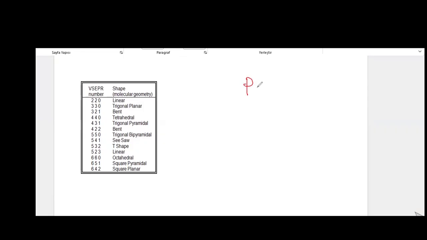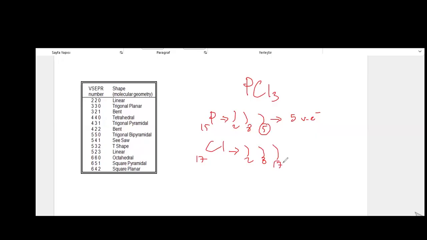Phosphorus trichloride. If you look at phosphorus trichloride, let's follow the same routes. So, the valence electrons for the phosphorus atom are 2, 8, and 5. As you see here, on the last shell we see 5 electrons. That's why it has 5 valence electrons. Let's look at the chlorine atom, 2, 8, and 7. As you can see here, it has 7 valence electrons.